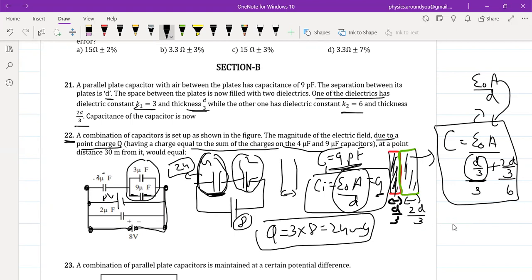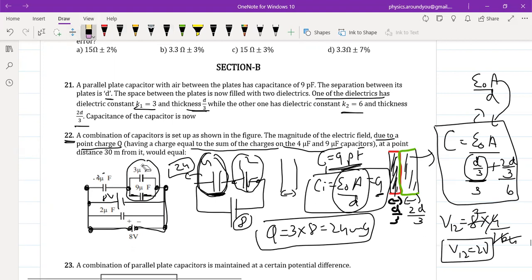What is the voltage across 12? Main voltage across 12 is main voltage 8 into opposite capacitance, which is 4, by the sum of the capacitances 4 plus 12, which is 16. Right? So I get the voltage across this parallel assembly, or this 12 farad, is 2 volt. Voltage across 12 is 2 volt.